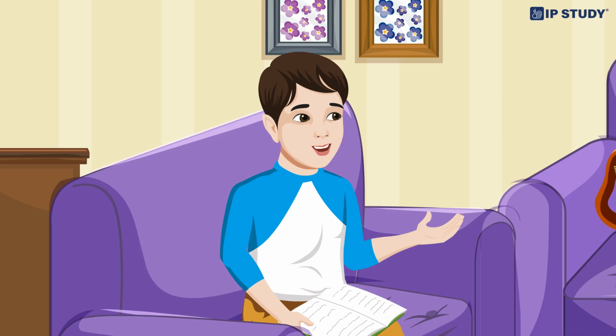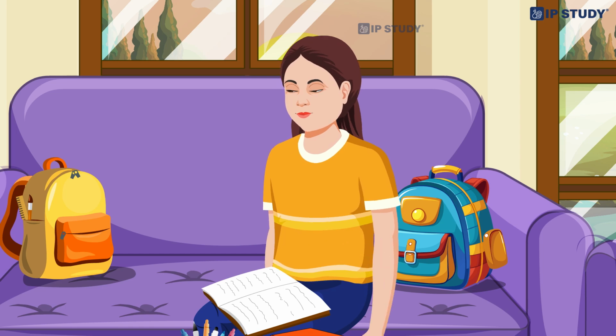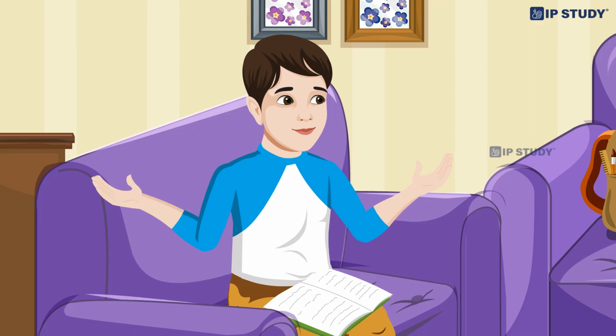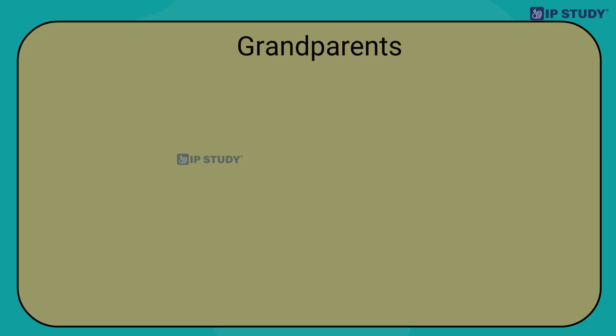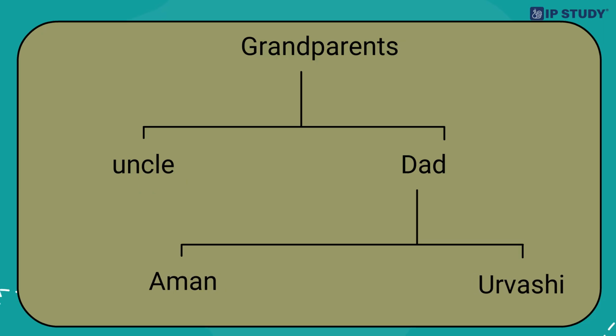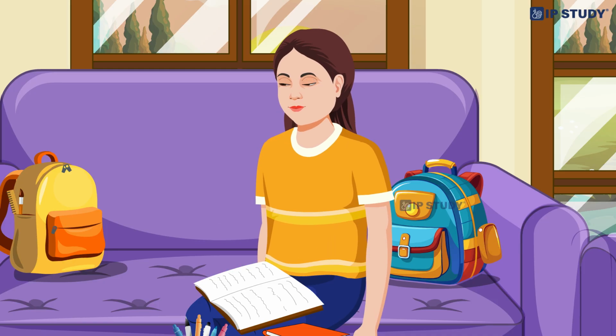We have used charts for ice cream. Is there another way we can use them? Yes, we can also use charts to show family relationships. Oh, you mean a family tree. It shows how people are related to each other. Family tree example: grandparents, uncle, dad, Aman, Urvashi. This shows how we are related to each other, like a map of our family.